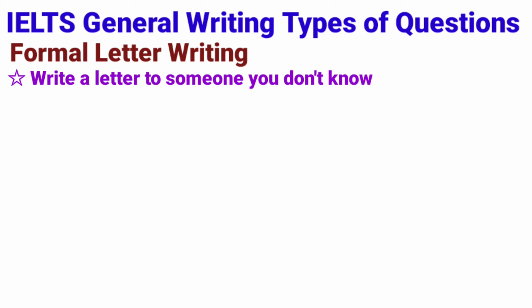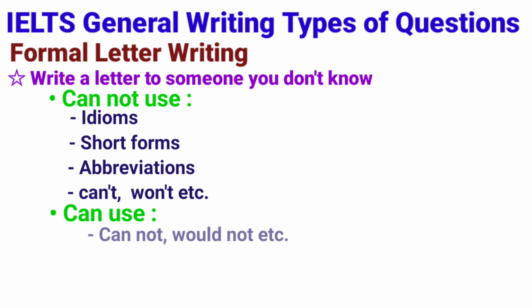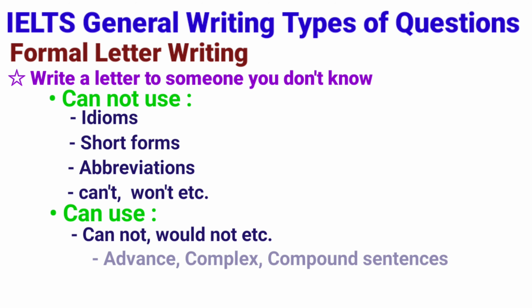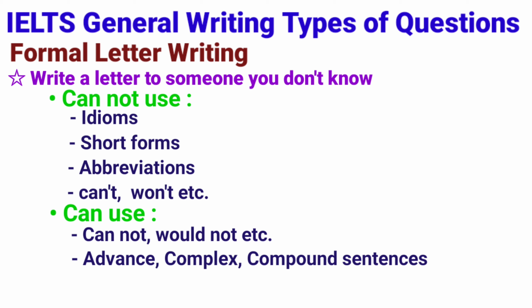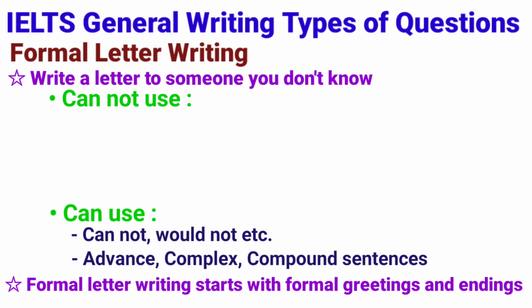First, about formal letter writing. In this, you write a letter to someone you don't know. Here, while writing, you cannot use idioms, short forms and abbreviations. Also, you cannot use can't, won't, etc. You can only use the forms cannot, would not, etc. Also, here you can use advanced, complex and compound sentences. Usually, a formal letter starts with formal greetings and endings.